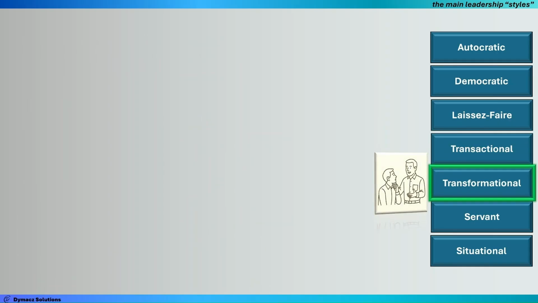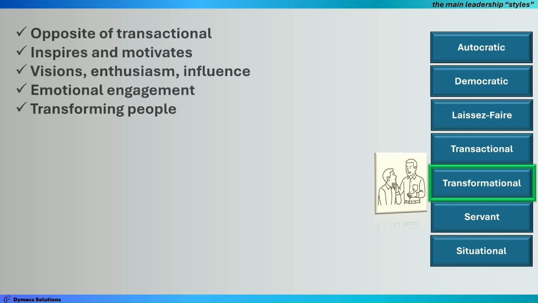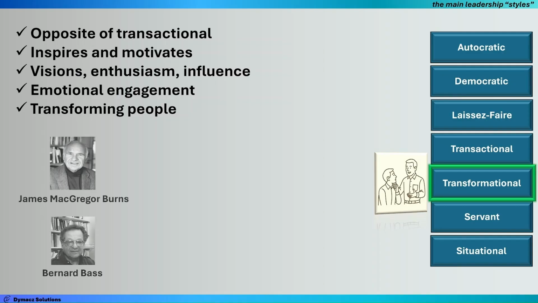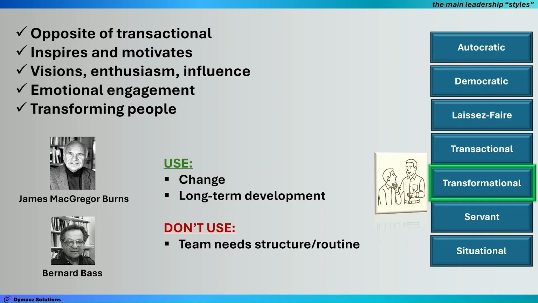Fifth, the transformational style. It's often called the opposite of transactional. Here, the leader inspires and motivates through vision, enthusiasm, and influence. During transformation, there is a lot of emotional engagement. The leader tries to help you transform into someone greater. This one came from James McGregor Burns in the late 1970s, a historian and political scientist, and later Bernard Bass expanded it in the mid 1980s. It's great for change and long term development because change takes a while and often needs us to change or transform along the way. It's not so good when the team needs structure or routine.